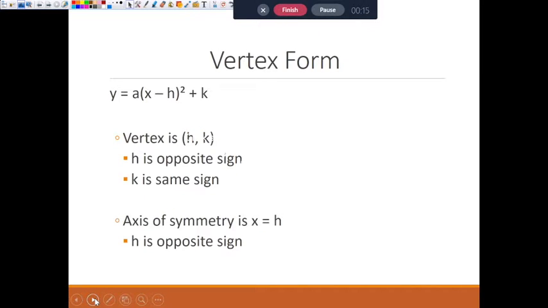Vertex form. Vertex form is y equals a parentheses x minus h squared plus k. The vertex is h and k. H is the opposite sign and k is the same. The axis of symmetry is x equals h, where h is the opposite sign.